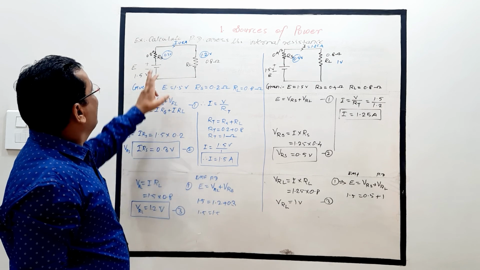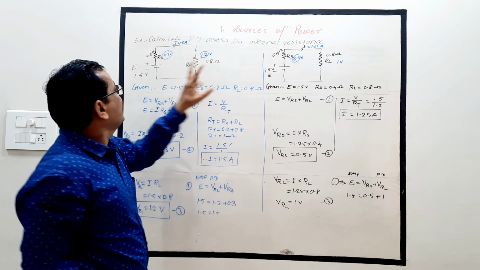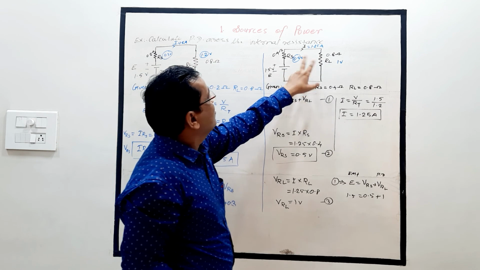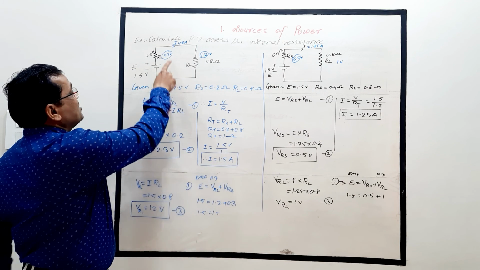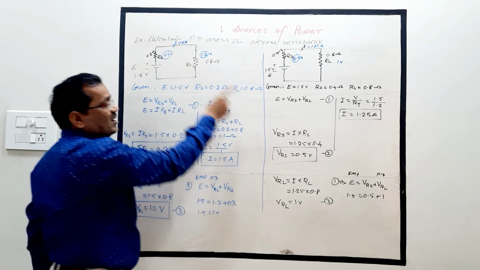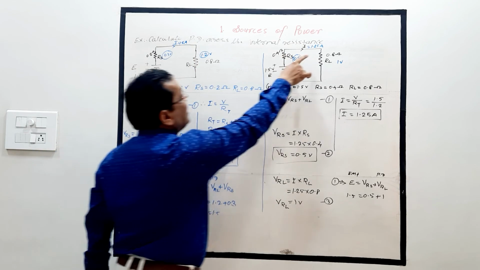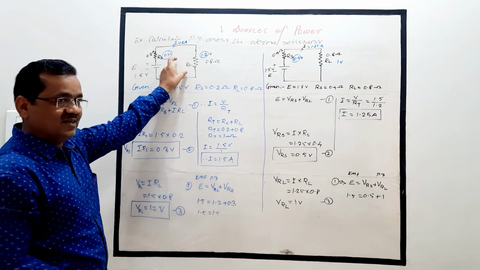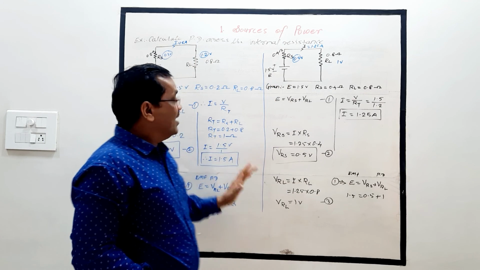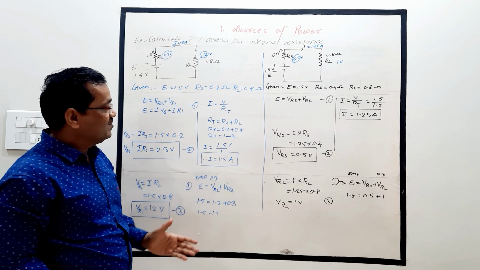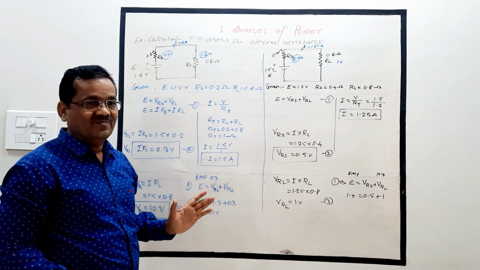Again, the total resistance of the circuit: here it is 1 ohm, here it is 1.2. That's why the current value decreases. As the total resistance increases, the current decreases. In this way, we can say that the potential difference is always less than the EMF of the cell.